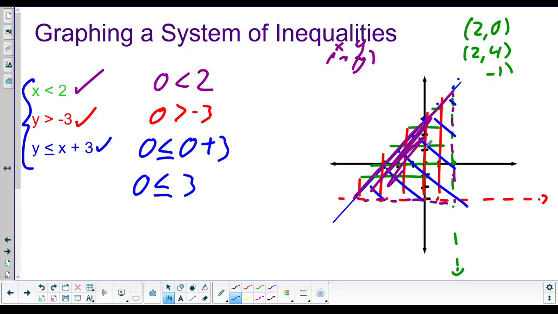It's this region right here. That's the solutions. Anywhere in here will work. Anyone on this solid line will work, but the ones on the dashed lines will not work.